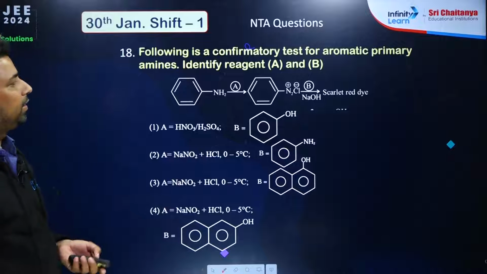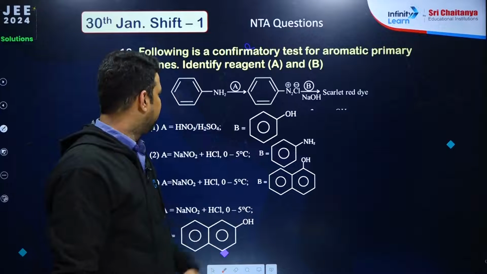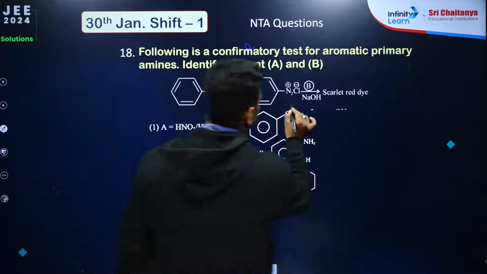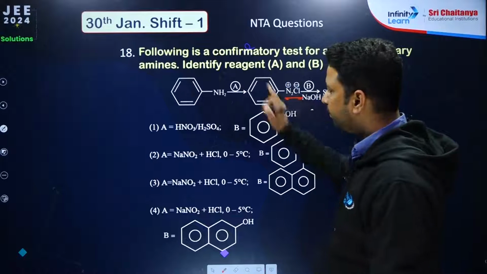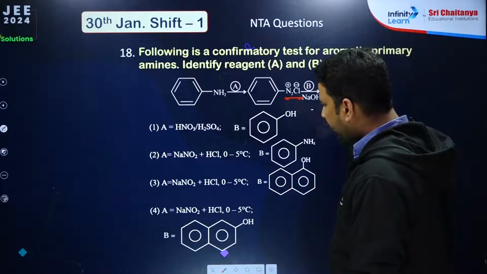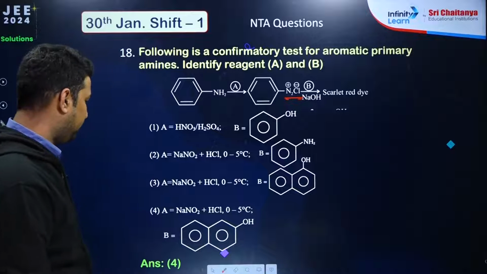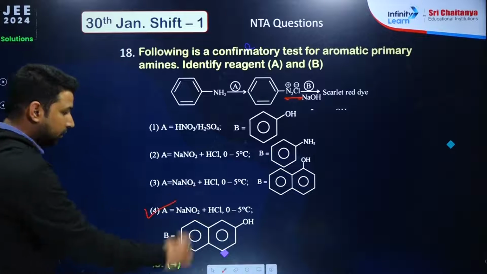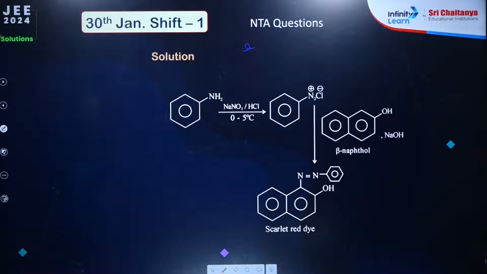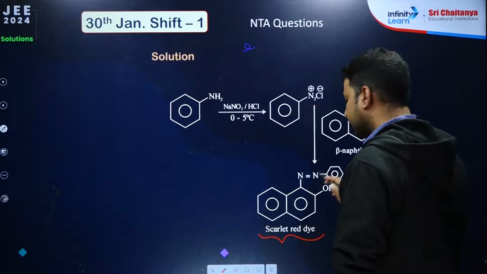The following is a confirmatory test of aromatic amine compounds. Identify. The first step is given. I have to give A and B. Clearly you can say a diazonium salt is formed. It means the first step should be NaNO2/HCl at 5 degrees centigrade. And after treating with NaOH, the final product will be... the answer is 4. B should be like that. The complete mechanism is like that. Beta naphthol gives a scarlet red dye.